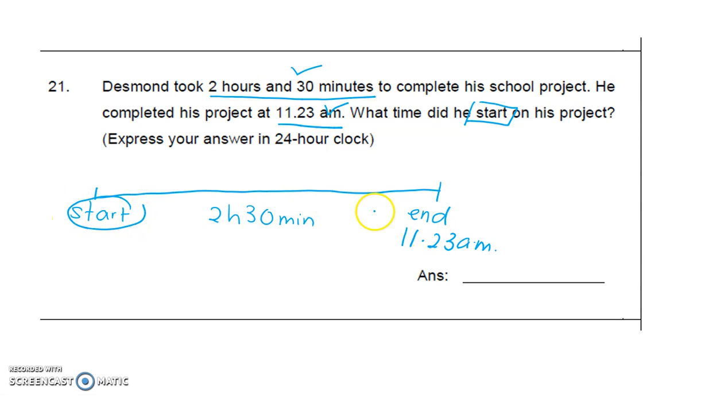Let's do this. 2 hours, 30 minutes. So what is 2 hours before this? 2 hours before this would be, okay, 1 hour before that would be 10:23. 2 hours would be 9:23 a.m. Okay, so done with the 2 hours, we're moving on to the 30 minutes.